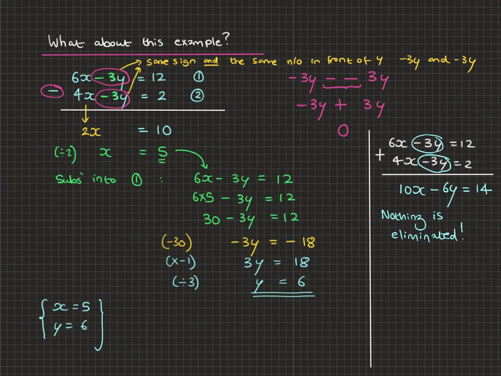So to make this very, very clear, this example that I've written out at the end, that's actually wrong. So you cannot add them together. You've got to subtract.